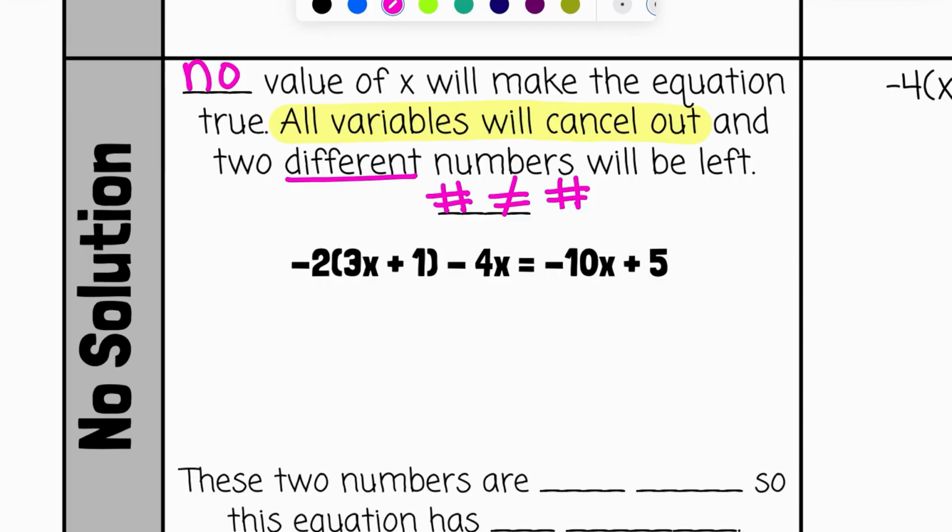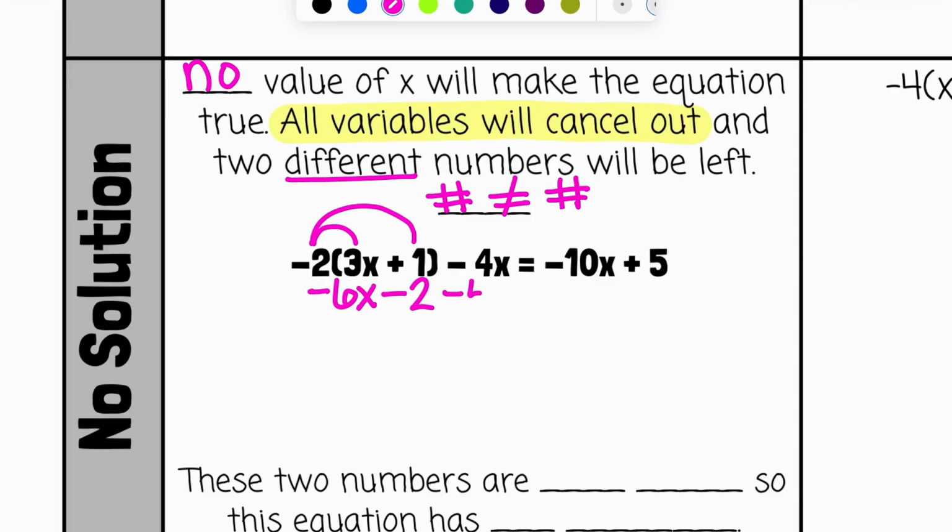Okay, what does that mean? Let's see what that looks like. Now, we've got a big long equation here. We remember our steps: parentheses first, then combine like terms. All right, so negative 2 times 3x is negative 6x, and then negative 2 times positive 1 is negative 2. And instead of writing plus negative 2, I just go ahead and write minus 2 like that.